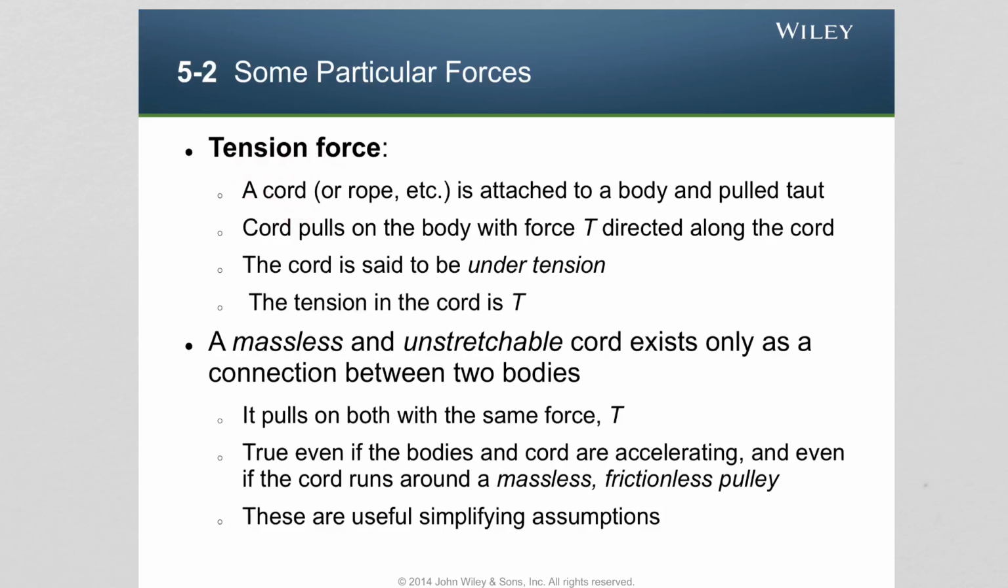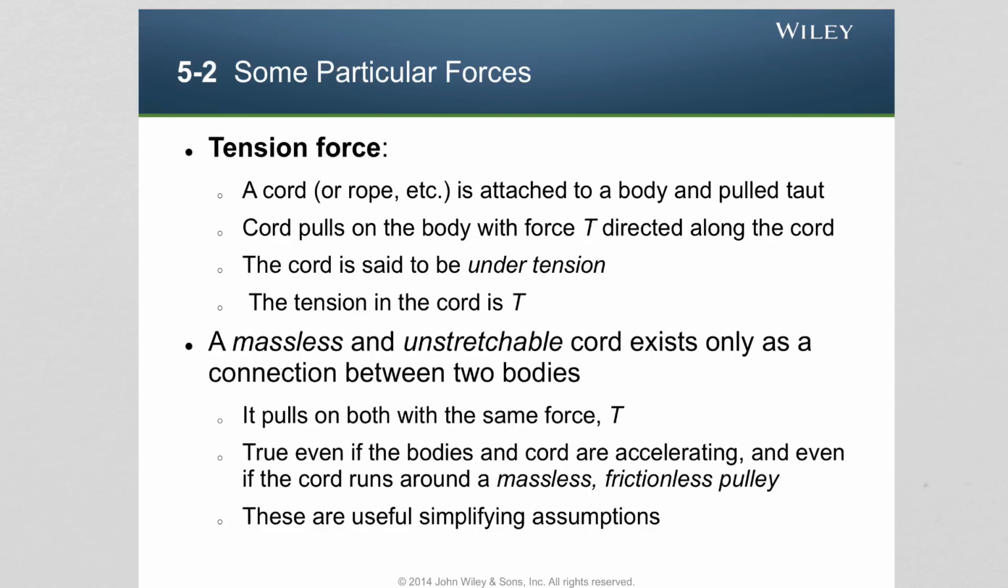A cord or a rope or a chain or a cable is attached to a body and pulled taut. This cord will pull on the body with force T, which is directed along the cord. When that happens, we say that the cord is under tension. We label the force of tension with capital T. We are going to consider only massless and unstretchable cords when we are dealing with problems involving tension.